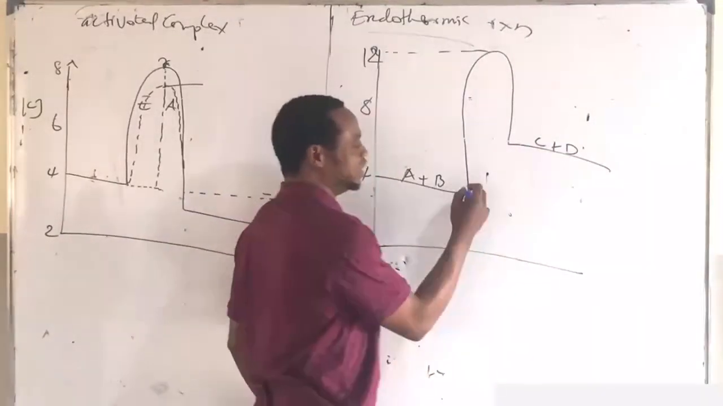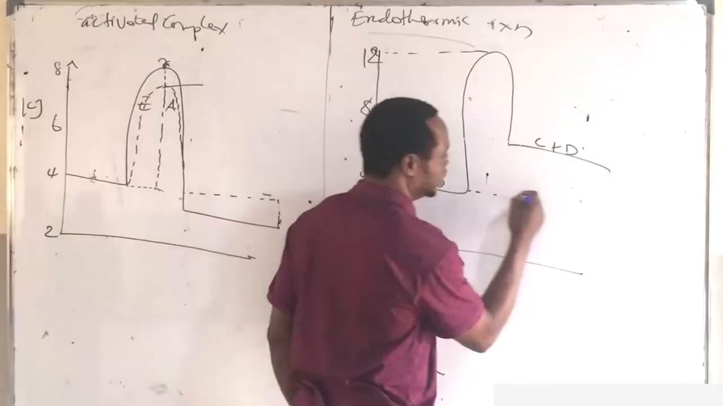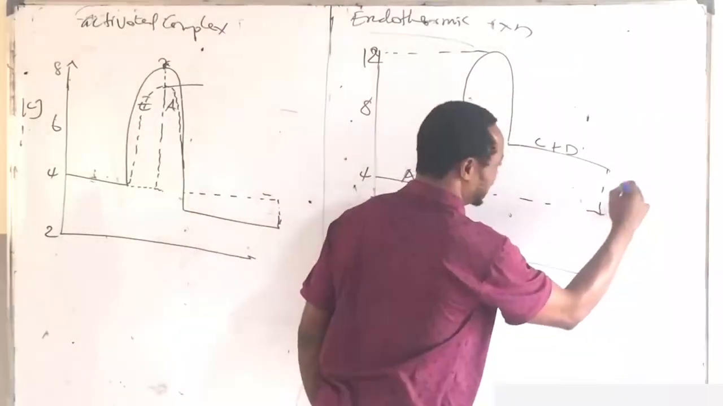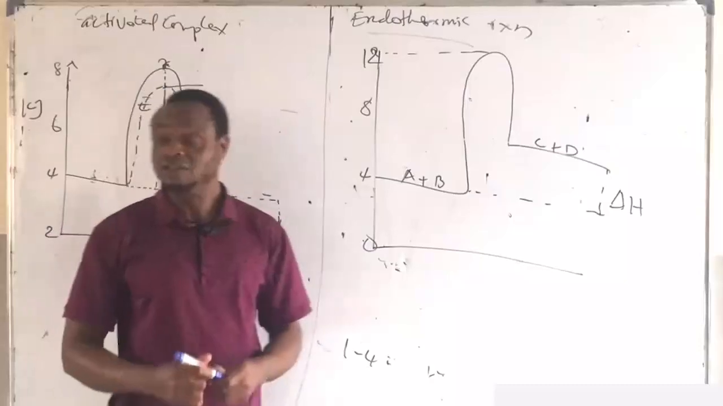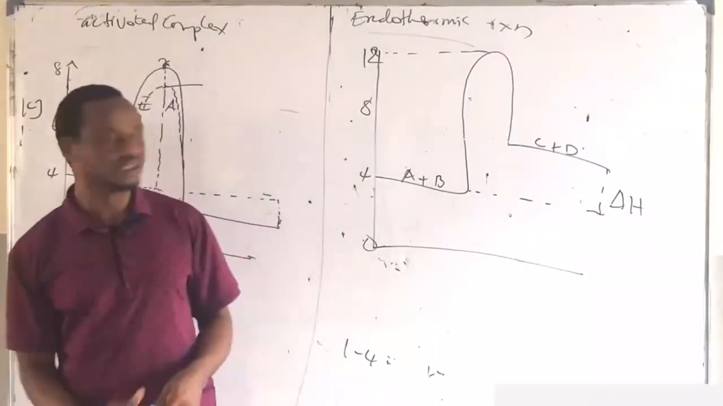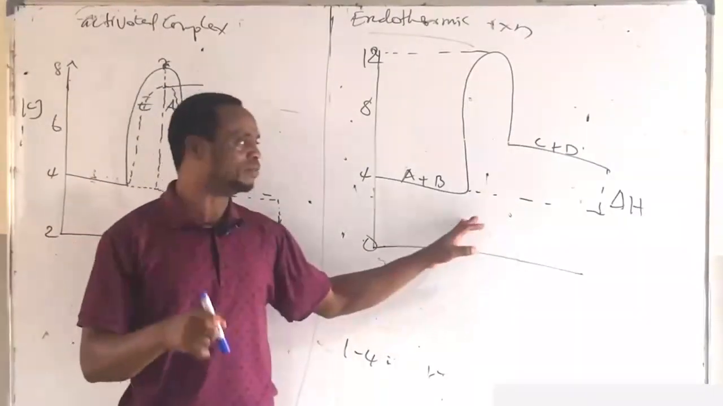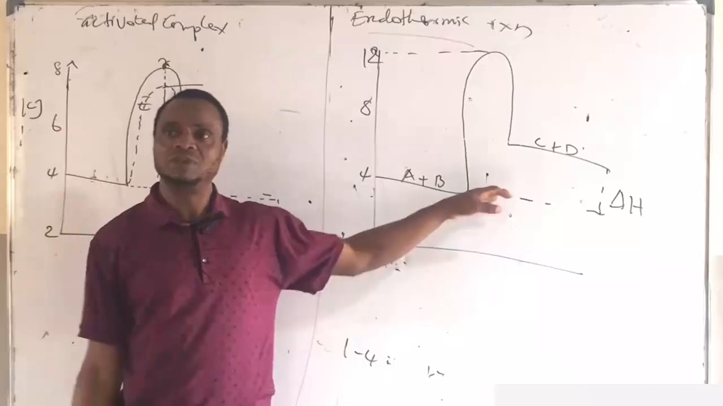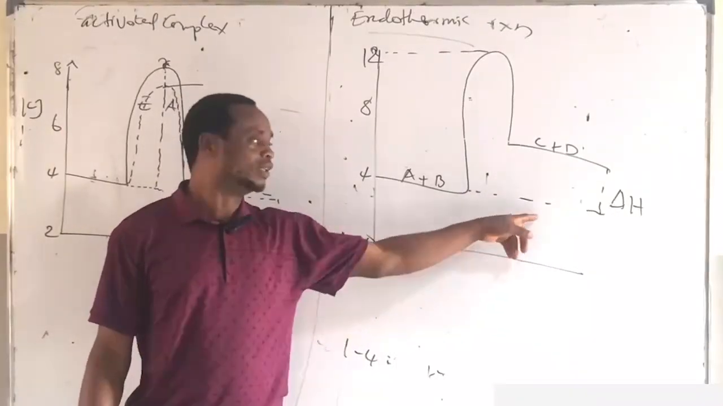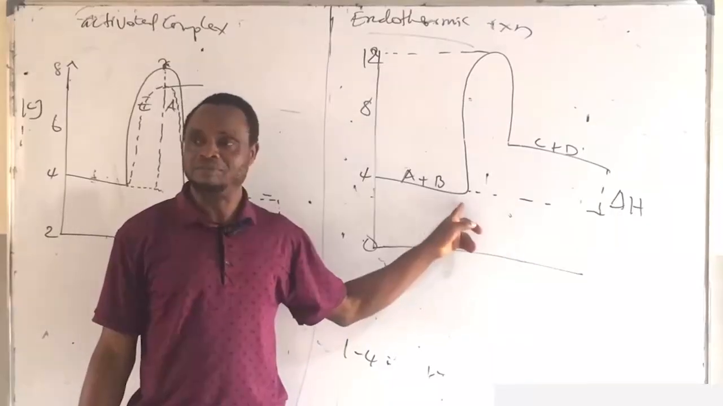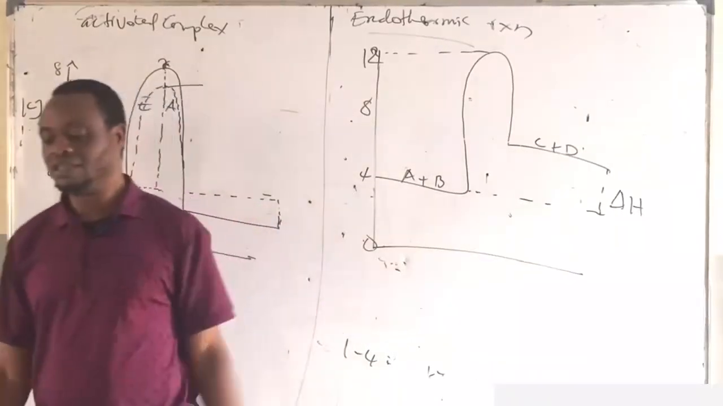Remember, it goes from the reactant to the what? To the product. Here is now the delta what? H. And why is it called delta H? Because it's a change. Something minus something. And the formula remains the same. Heat of what? Products minus heat of a reactant. That's what you have then.